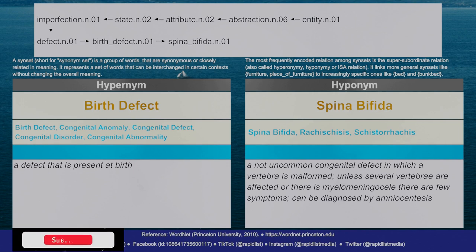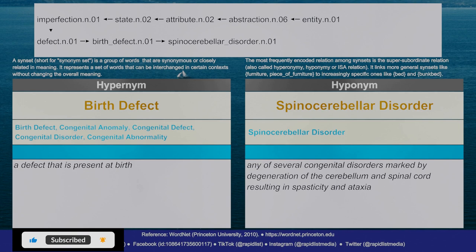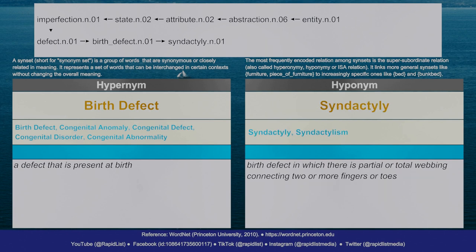Spinocerebellar disorder. Any of several congenital disorders marked by degeneration of the cerebellum and spinal cord, resulting in spasticity and ataxia. Syndactyly. Birth defect in which there is partial or total webbing connecting two or more fingers or toes.